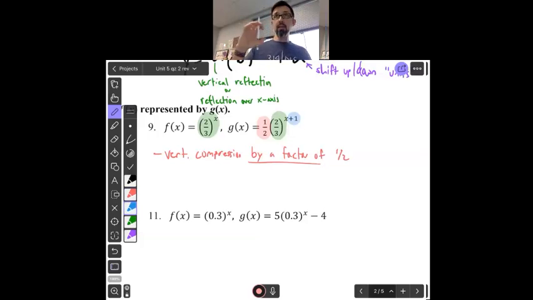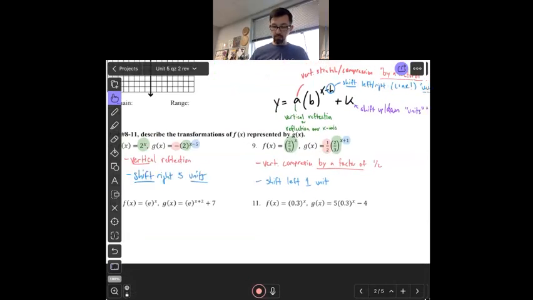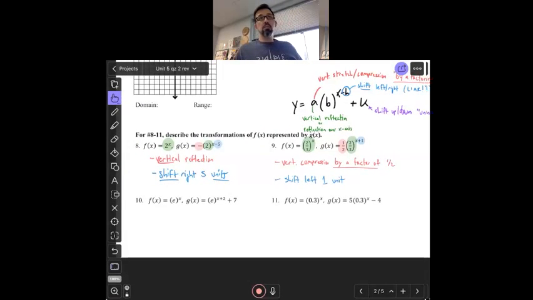And then again, the 1 is up there in the exponent. That's my left and right. It's a liar. So that's a shift left 1 unit. Okay. And those would be ones generally you guys would type out for me. We've done those quite a bit. Anything 8, 9 you guys got a question about?